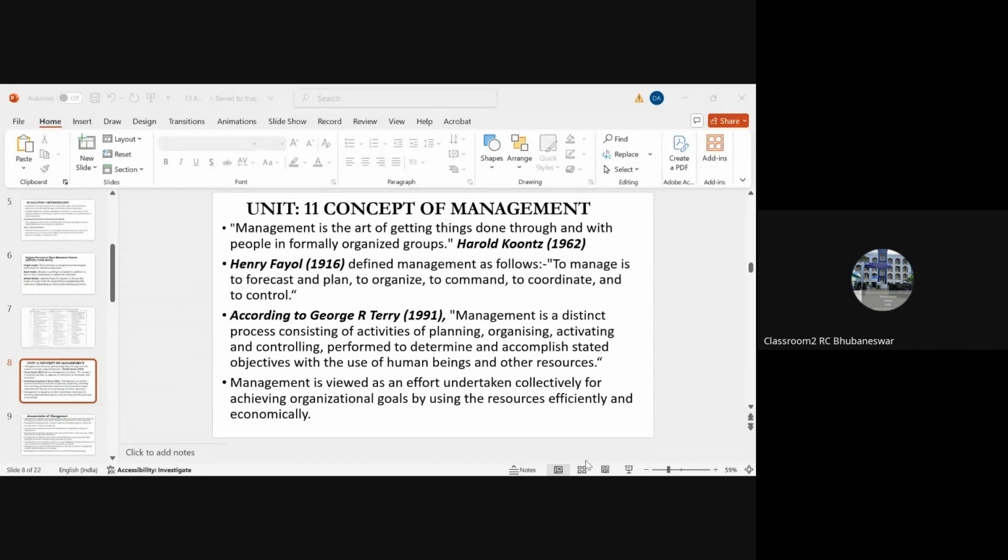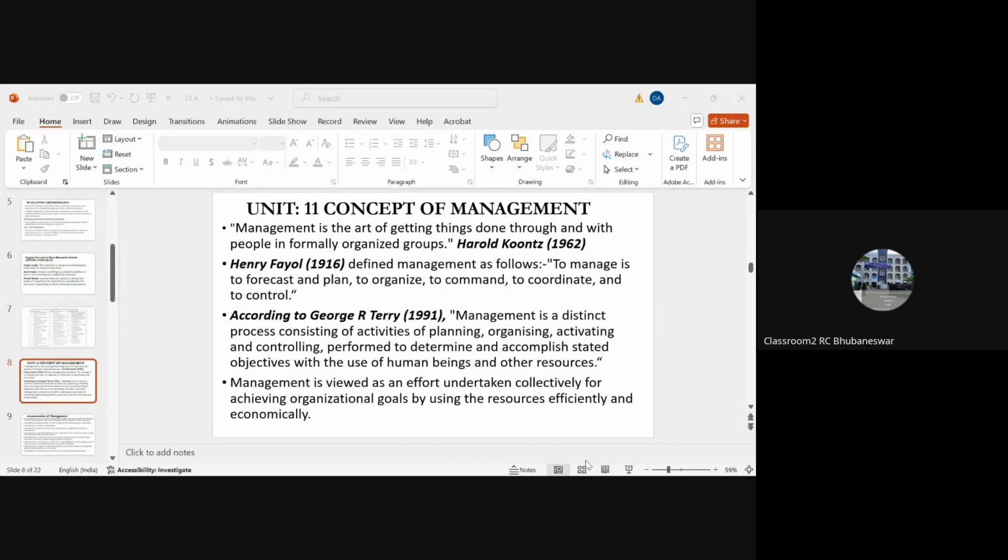Similarly, Henry Fayol also stated, management is to forecast or plan, to organize, to command, to coordinate, and to control. George R. Terry defined management as a distinctive process consisting of activities of planning, organizing, activating, and controlling, performed to determine and accomplish stated objectives with the use of human beings and other resources.